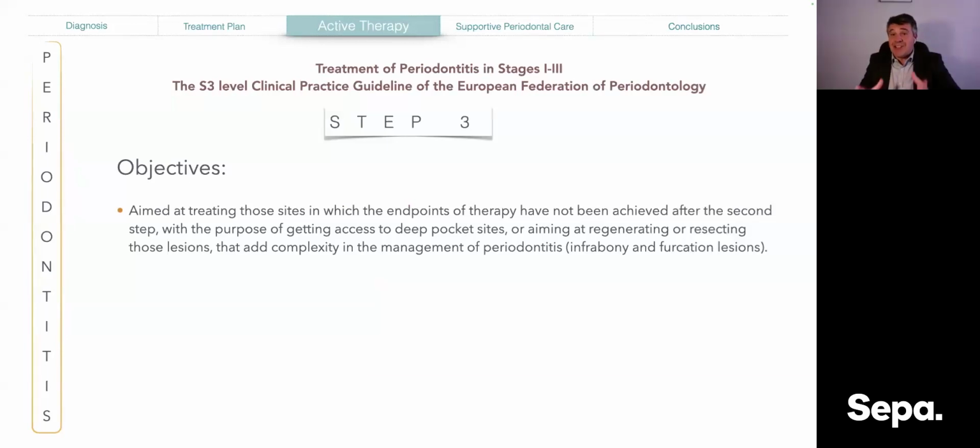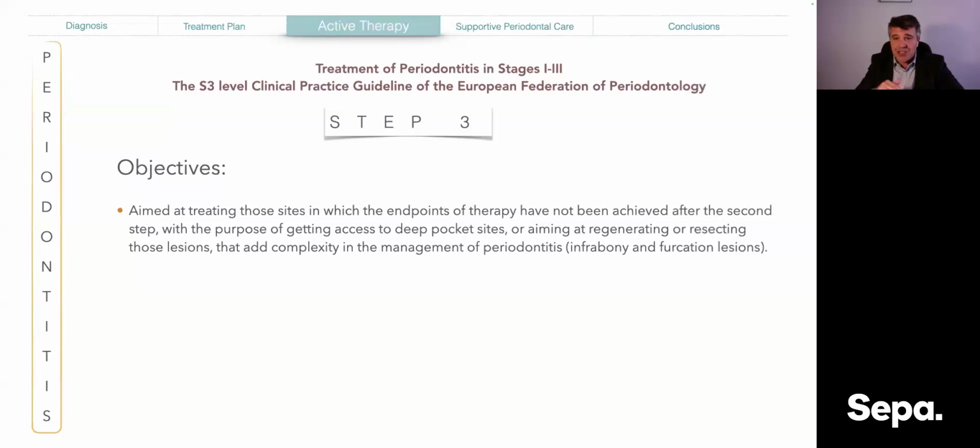Well, first thing, after steps 1 and 2 of therapy in periodontitis patients, you need to do a reevaluation. This reevaluation is something that you will do between 4 to 12 weeks after the last session of subgingival instrumentation. And then you evaluate the periodontal outcomes. You evaluate probing depth, bleeding. If you have already achieved the endpoints, then you can move to supportive periodontal care.